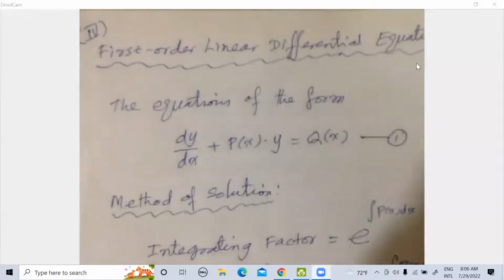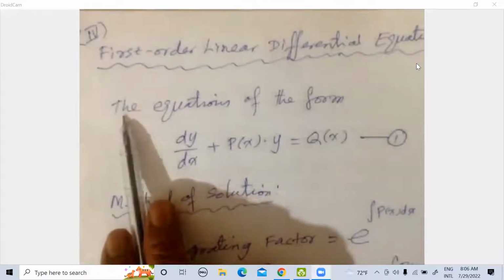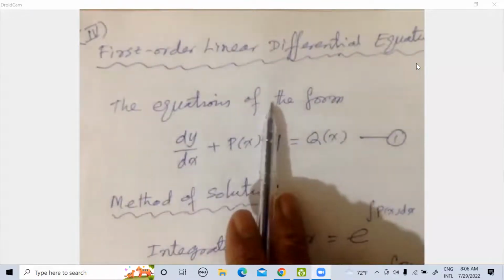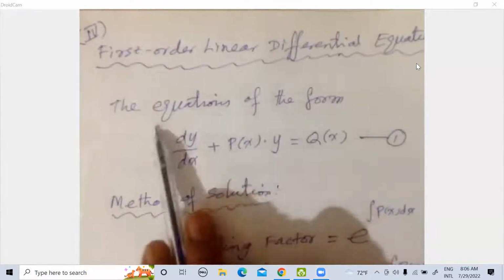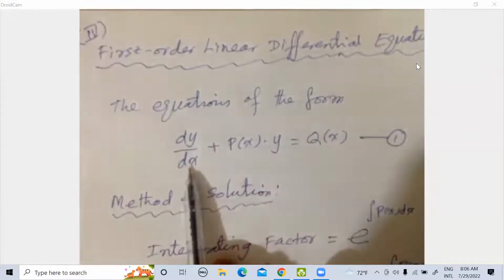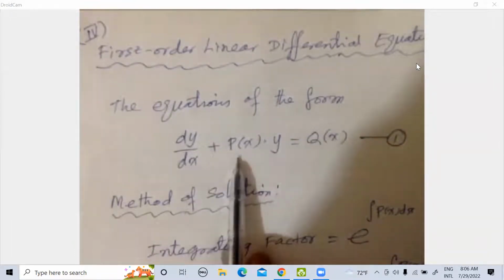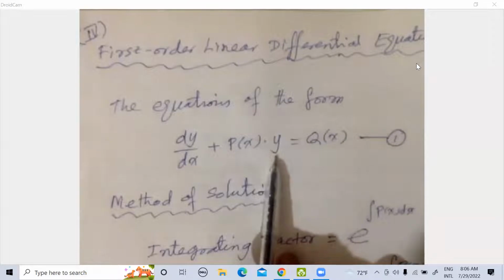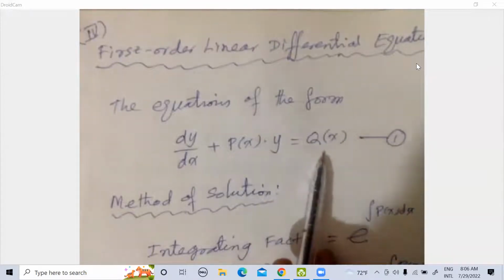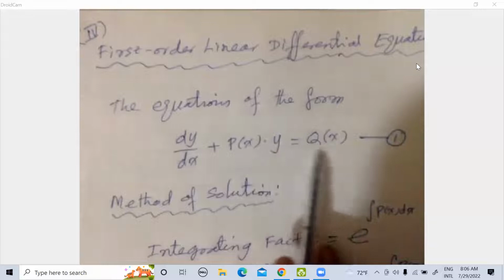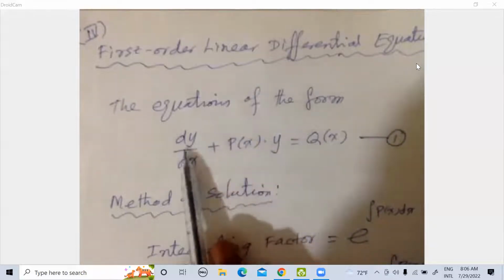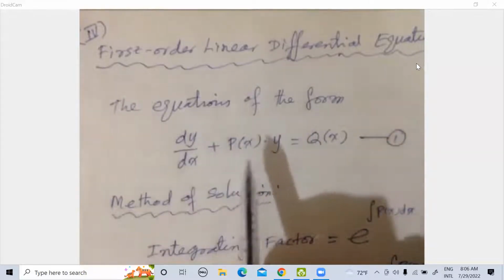Okay. First order linear differential equation. An equation of the form dy over dx plus p(x) times y equals q(x). Try to understand the form first. We did several other forms earlier.